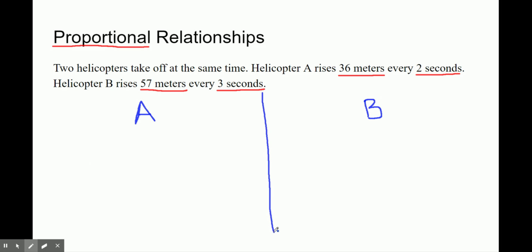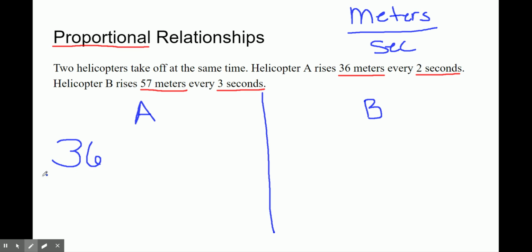Helicopter A rises 36 meters every 2 seconds. So our rate is going to be meters per second. We have 36 meters in 2 seconds. And again, when we have our rate, we want to know how many meters in 1 second. So to get from 2 to 1, we divide by 2.